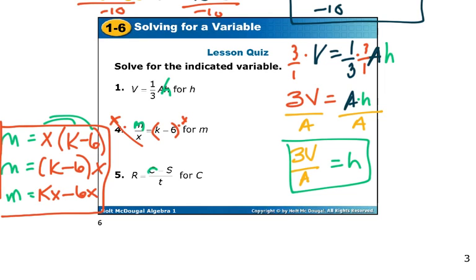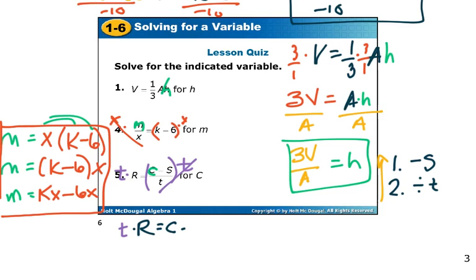So again, I'm trying to get everything away from the c. First thing that's happening to the c is that it's being subtracted by s, and then the second thing that would happen if we're evaluating would be dividing by t. So we're just going to do those steps backwards. So I'm going to take that division of t and multiply by t instead. So this whole unit is going to be multiplied by t. T's cancel, and so we're left with t times r equal to c minus s.